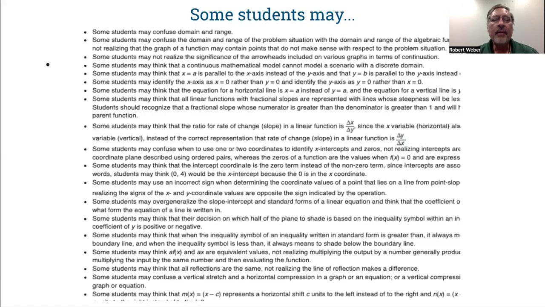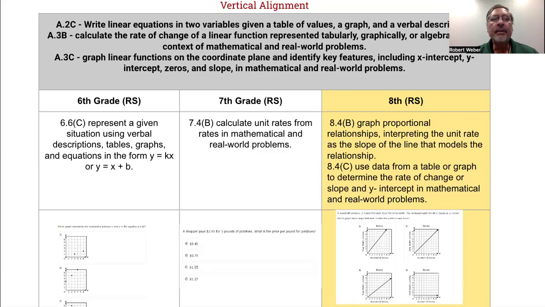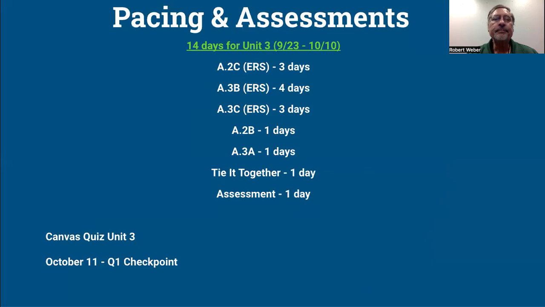Vocabulary, some of the common misconceptions our students will have. Vertical alignment, this is a huge one for A2C, 3B, and 3C. You can see there's alignment with 8th grade, graphing proportional relationships, interpreting unit rate as the slope of the line. 8.4C, using data to determine the rate of change or slope, y-intercept. 7.4B, calculating unit rates. 6.6C, representing a verbal situation.